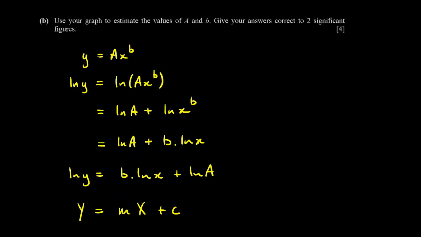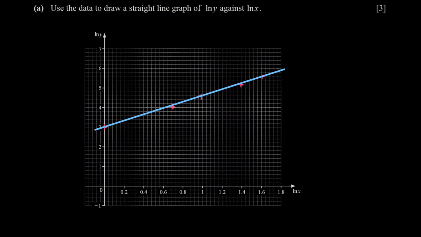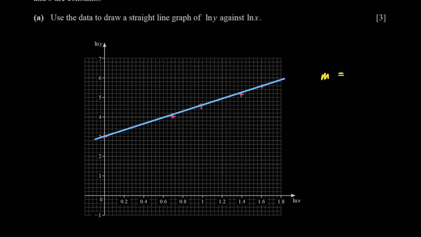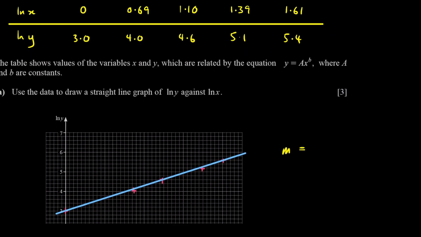So let's do that. Let's go back to the graph. We're going to want to find our gradient. Well, probably the best way to find a gradient is to use the two most extreme points, right? That point and that point. So let's do that. The gradient m is going to be equal to, let's use our values, I think. I'm going to be using these values here and that value there.